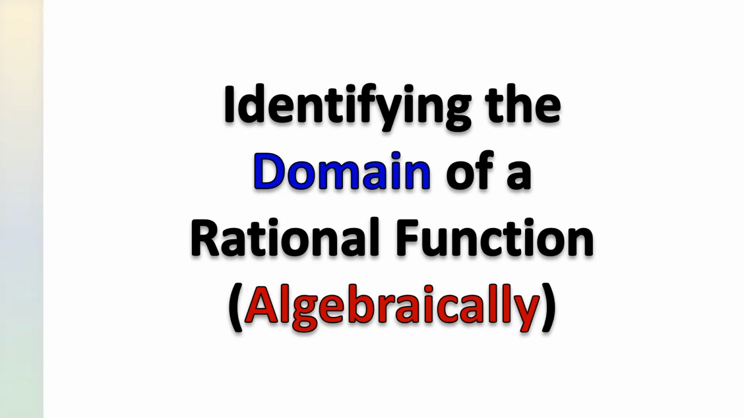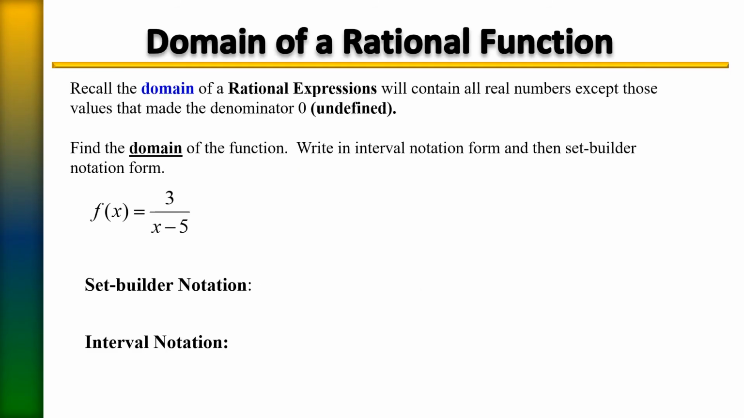Identifying the domain of a rational function algebraically. If you're given a rational function and asked to find the domain, recall the domain of a rational function will contain all real numbers except those values that would make the denominator 0. In other words, that would make it undefined. So all you need to do is simply take the denominator, set it equal to 0, and solve for x. Whatever the value of x is, that is the value that is excluded from the domain of a rational function.